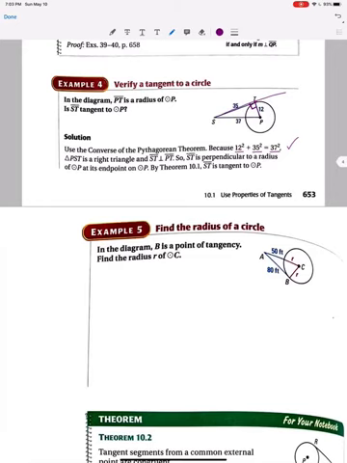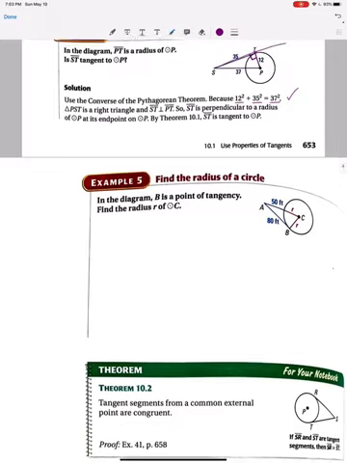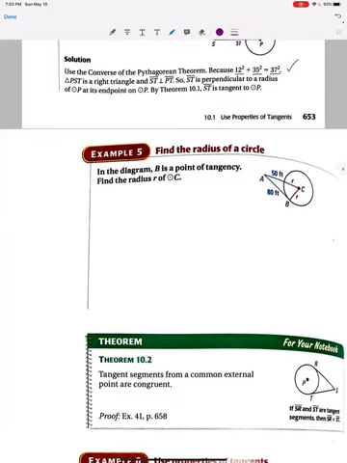Okay. In this diagram, on example 5, B is a point of tangency. So remember, that's the one point where that line hits a circle, because a tangent line hits the circle at one point, shares one point with it, and that's called the point of tangency. It says find the radius of this circle. So if I know that that's a point of tangency, then this must be a right angle.